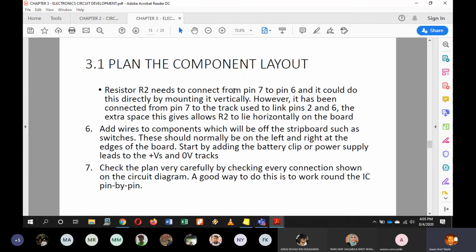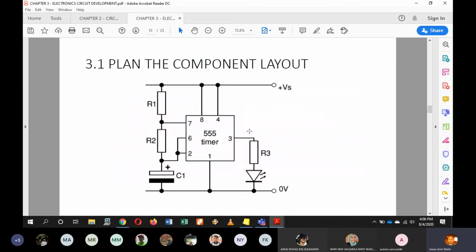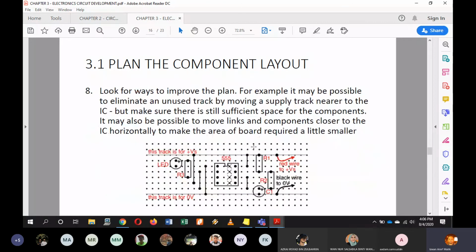R2 needs to connect from pin 7 to pin 6, and it could do this directly by mounting it vertically. So pin 7 and pin 6, betul tak? R2, which is connected to pin 7 and pin 6 and 2 just now. So you can do them vertically.